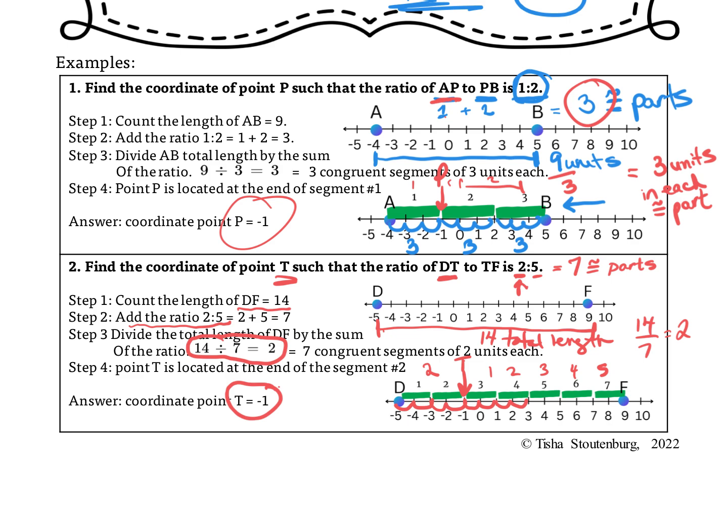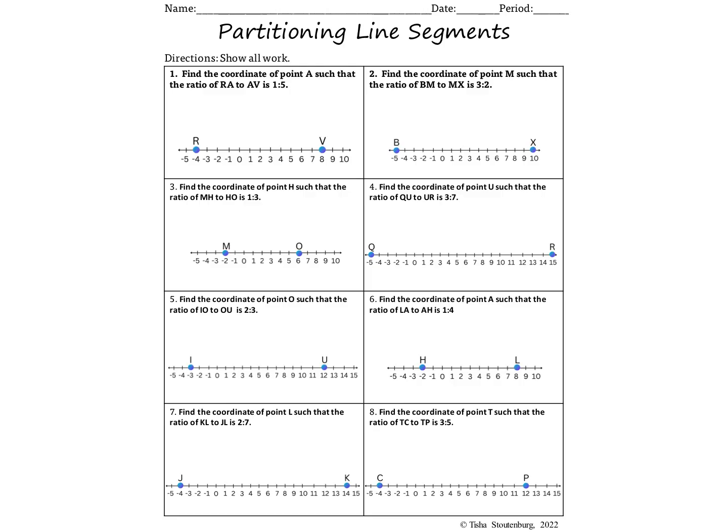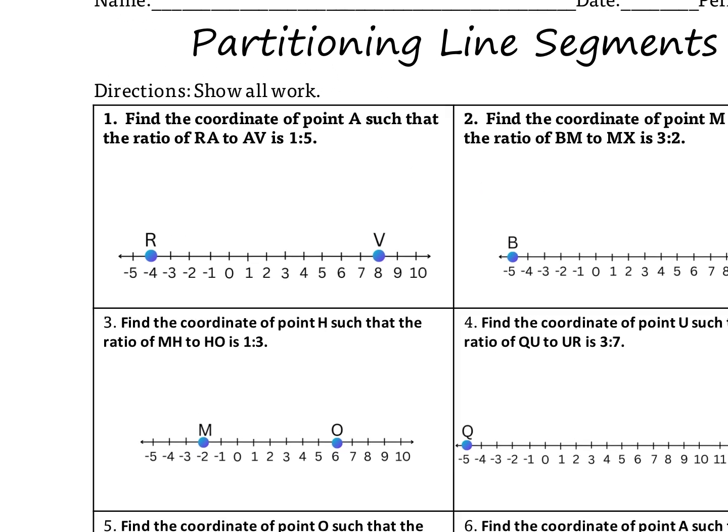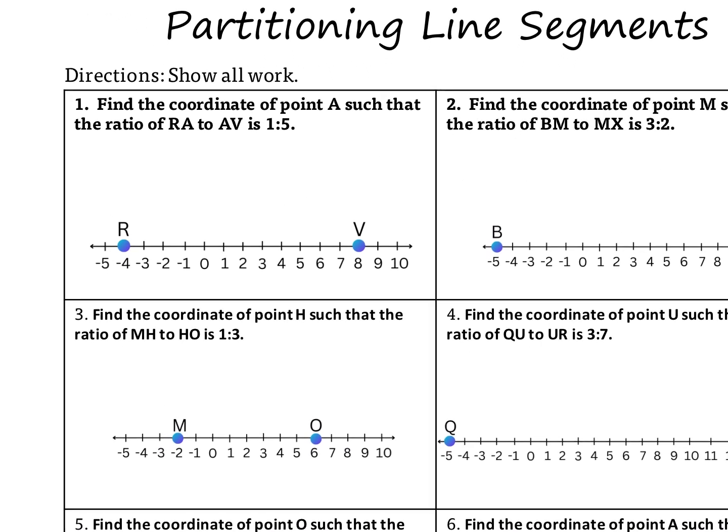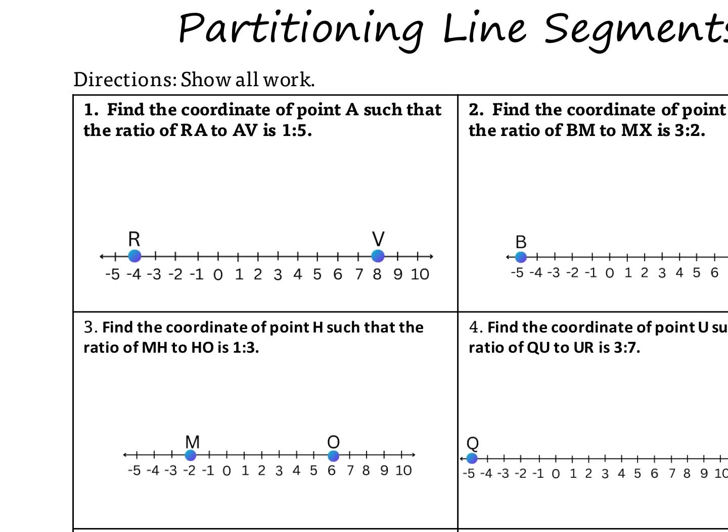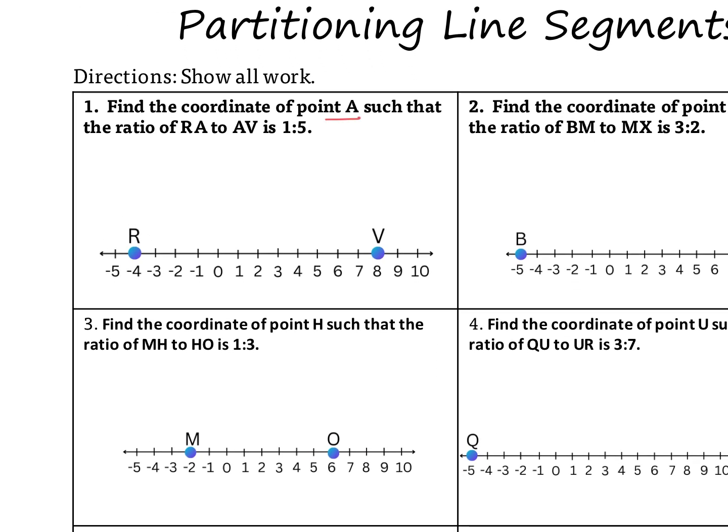Okay, let's try this next one. Okay, so here we're looking to place the coordinate A so that RA to AV is 1 to 5. So that means I want 1 unit from R to A, and I want 5 units from A to V.